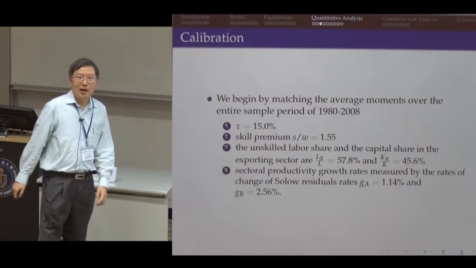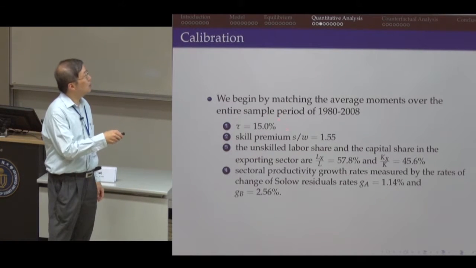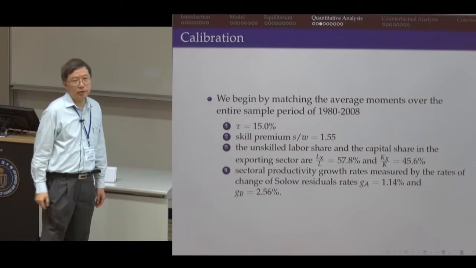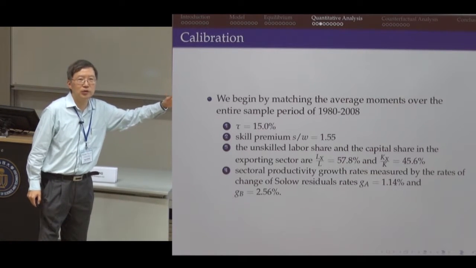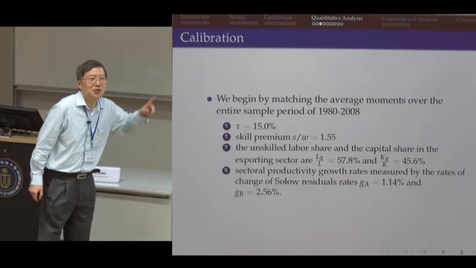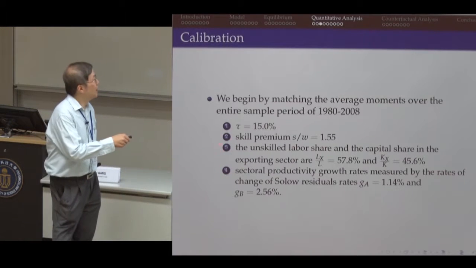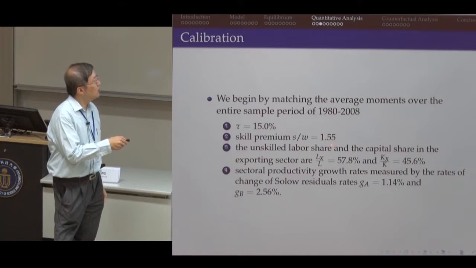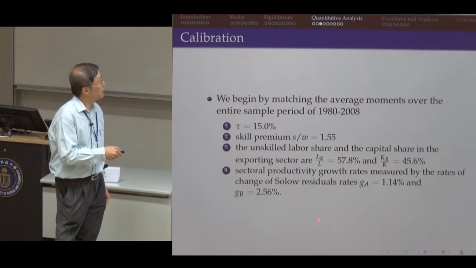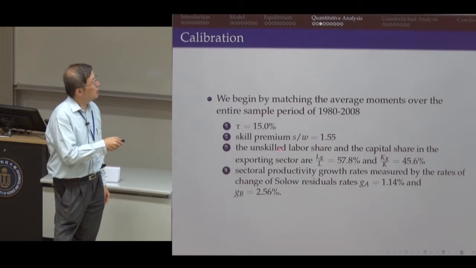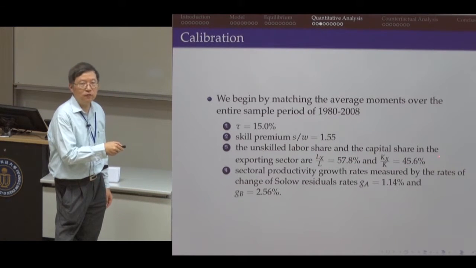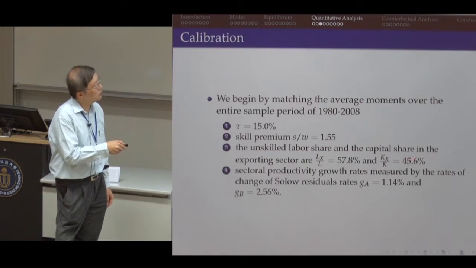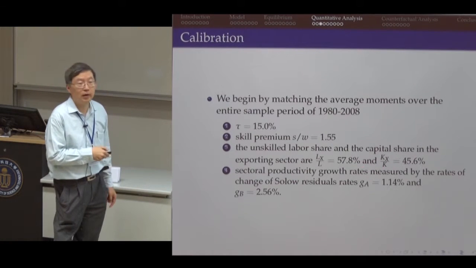All right, and tau over the entire period, the average is about 15%. This is a very dumb average, so don't take this one seriously. There's no weighted average, it's just a simple average. Skill premium, the average is 1.55. And the unskilled labor share in the exporting sector is almost 60%. Capital share is only 45%. So you can see the capital intensity already.